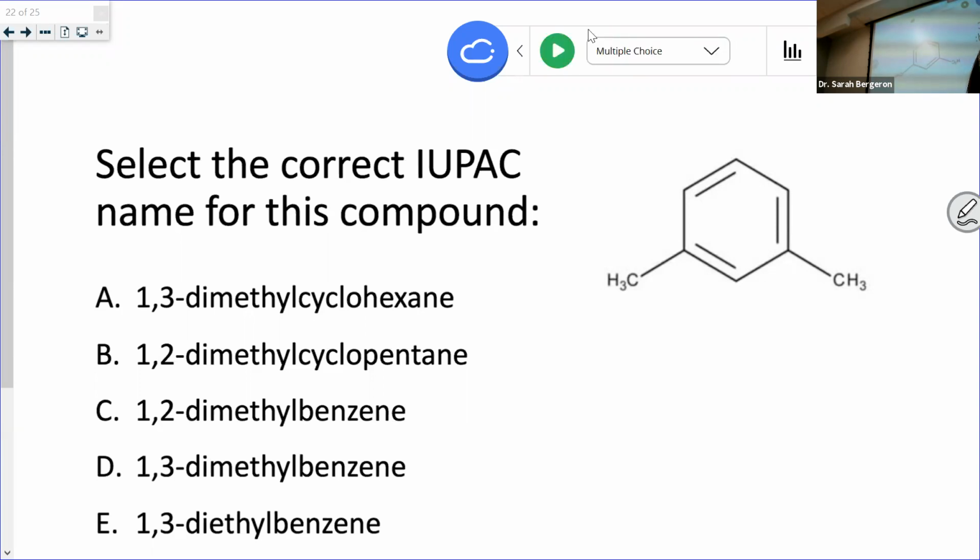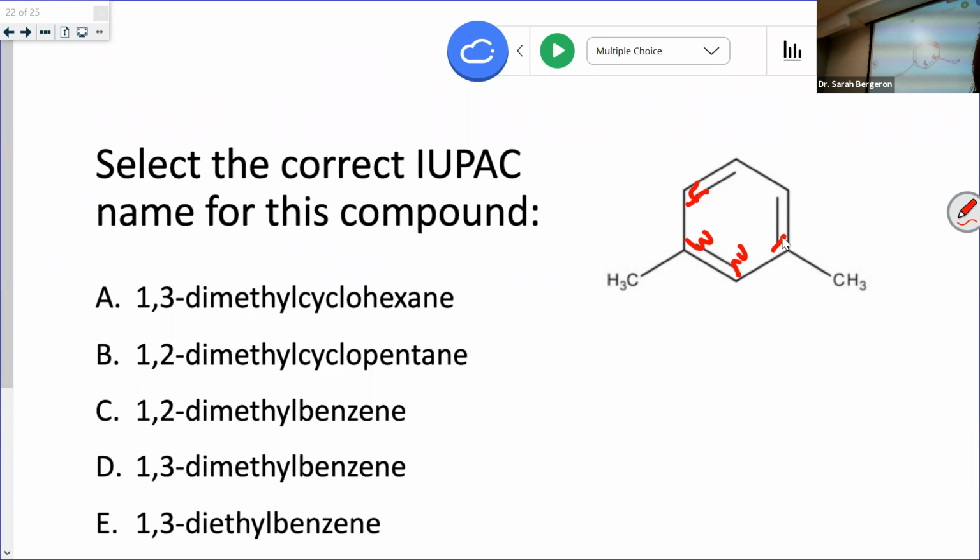Okay, so how should we do this? Are we going to number the ring or are we going to number the side chains? Because you have to decide that. The longest is going to be the ring. So where do I want to start numbering my ring? Either one can be a 1. Doesn't matter which one you pick. But now, do I want to number towards the top or towards the bottom? I want to go to the bottom. Why?